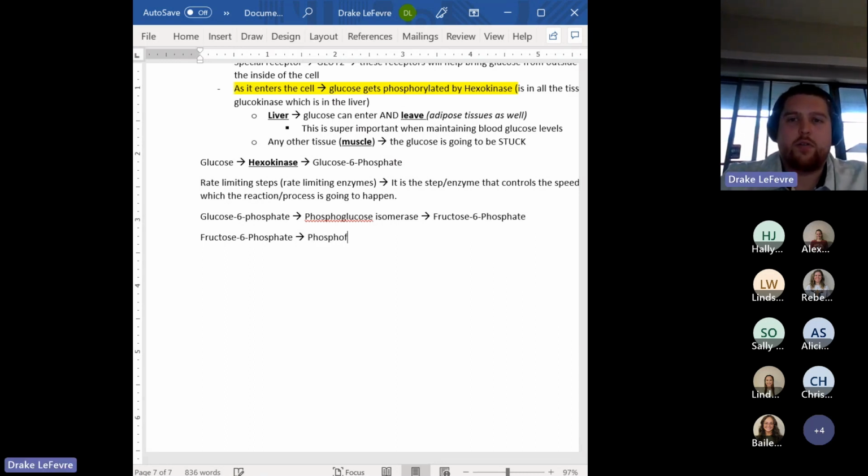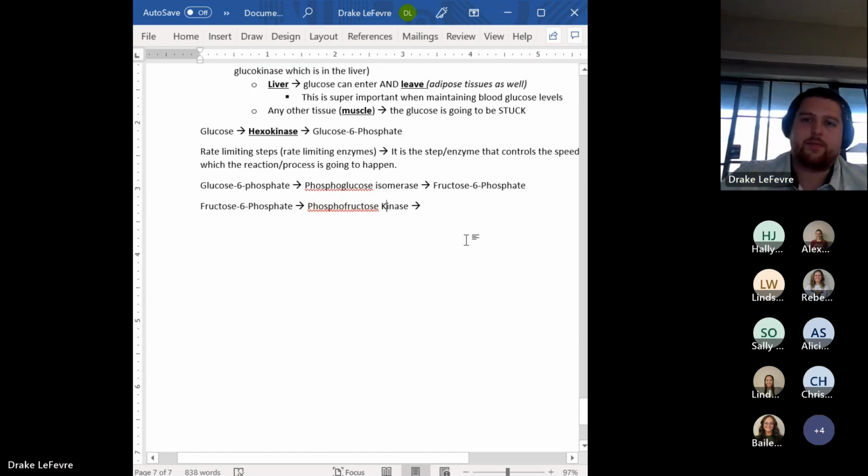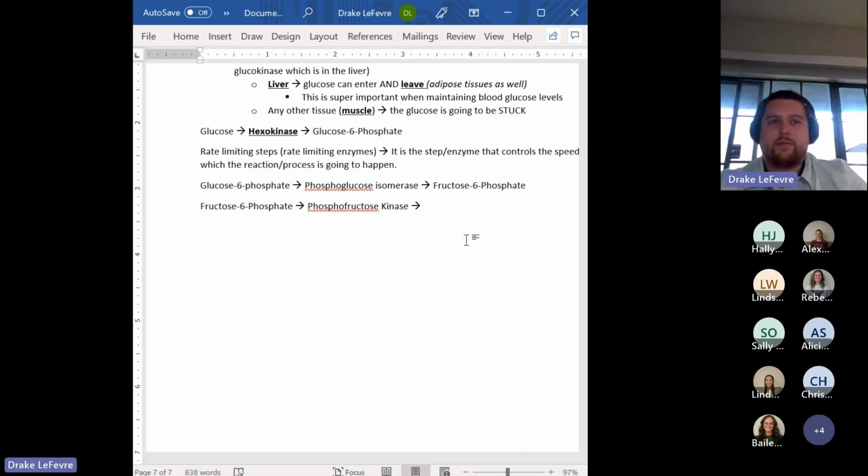We have a phosphofructose kinase. Kinases, again, what do kinases do? Add phosphate. They add phosphate. So what is our next intermediate? Fructose 1,6-bisphosphate. 1,6. Bisphosphate, or you can literally call it biphosphate. It's easier to remember. Bisphosphate, whatever.